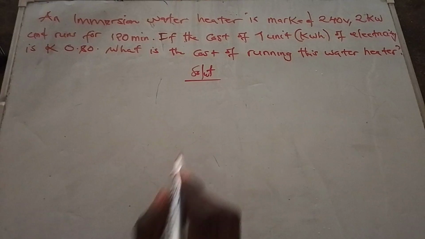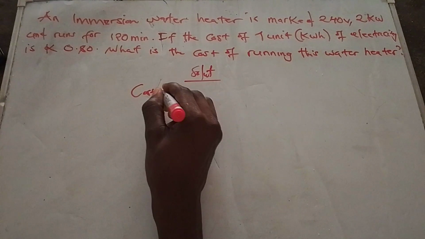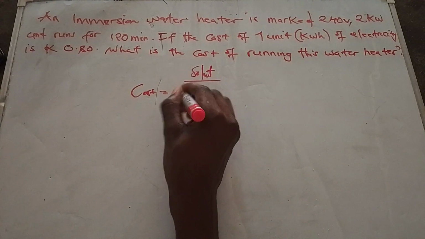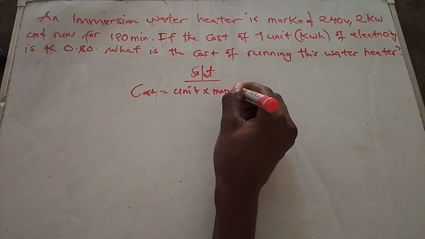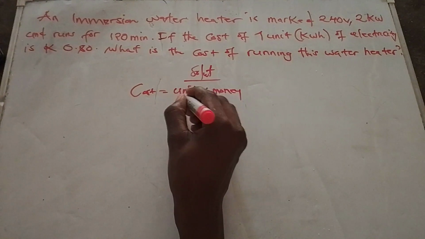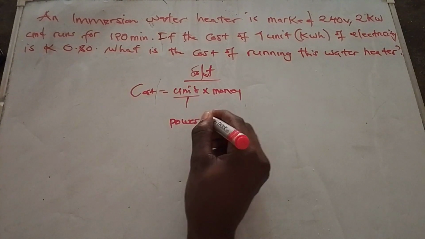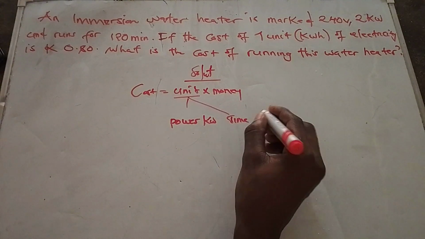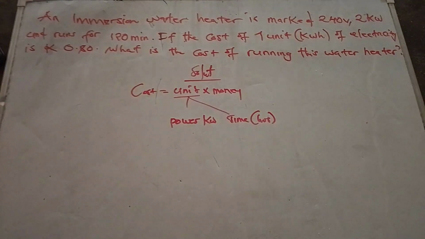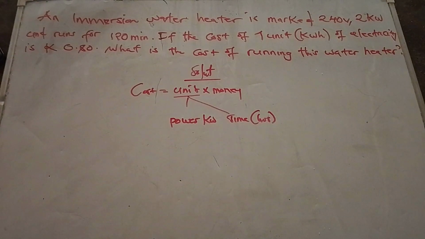Under cost of electricity, we need to understand the formula to say cost is equivalent to unit, then you multiply by money. Unit is made up of power in kilowatts, and time always in hours. So whenever you're calculating the cost of electricity, ensure that power should be in kilowatts and then time should be in hours.